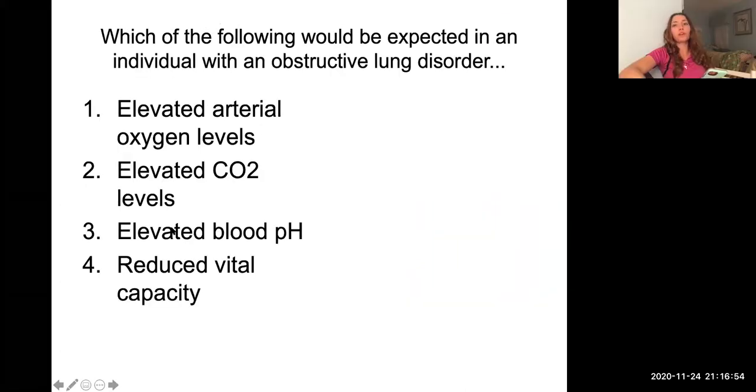All right. Which of the following would be expected in an individual with obstructive lung disorder? Elevated arterial oxygen level, elevated CO2 levels, elevated blood pH, or reduced vital capacity.